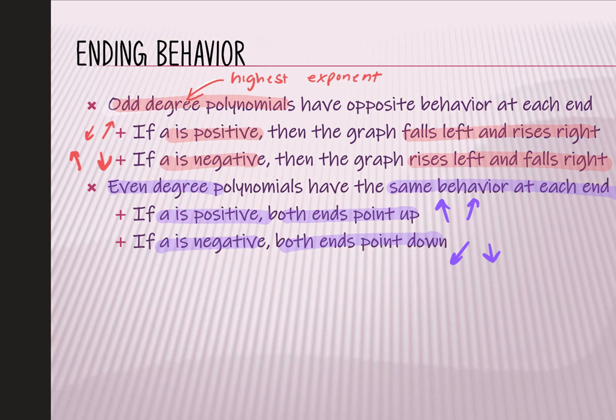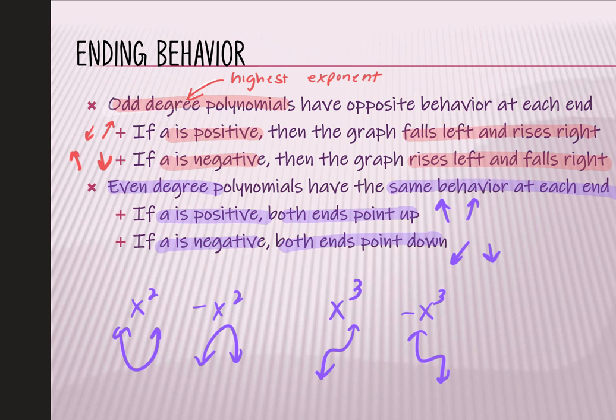If you forget, you can fall back on your parent functions: your x squared, which would be your parabola, and your x cubed, which would be your cubic function. Those follow these rules. If it was a parabola that was positive, they would both point up. If it's a parabola that's negative, they would both point down. If it's a cubic function that's positive, it would rise right, fall left. And if it was a cubic function that was negative, it would rise left and fall right. So if by chance you forget, you can always fall back on those parent functions.